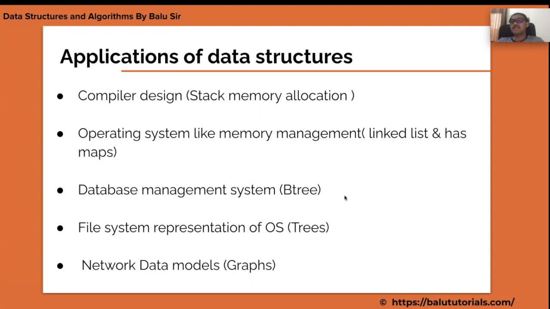For example, a Java developer is going to work with an Oracle backend. The Oracle backend works with the help of data structures itself. It actually uses a B+ tree. So these are the real-time applications.